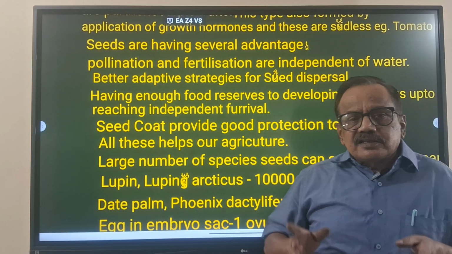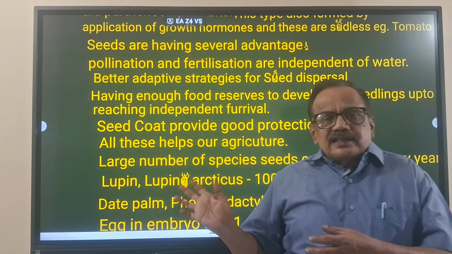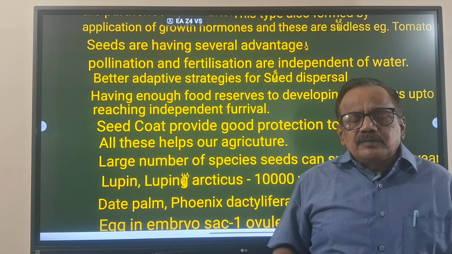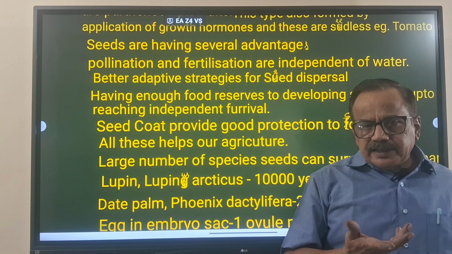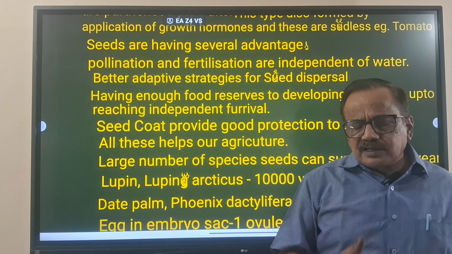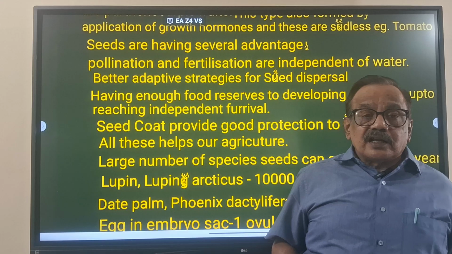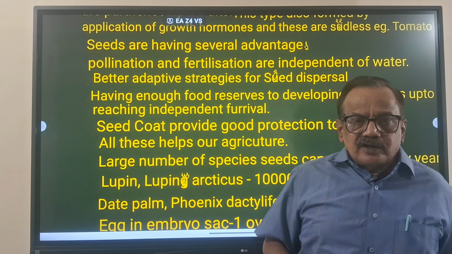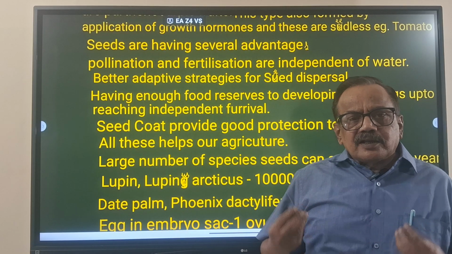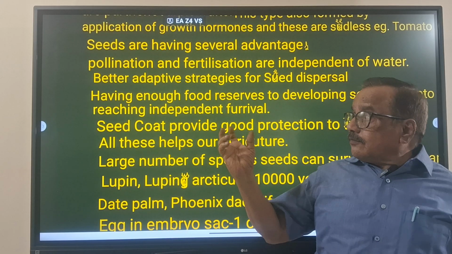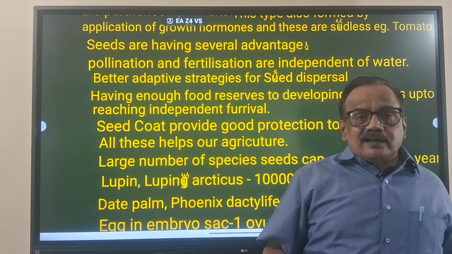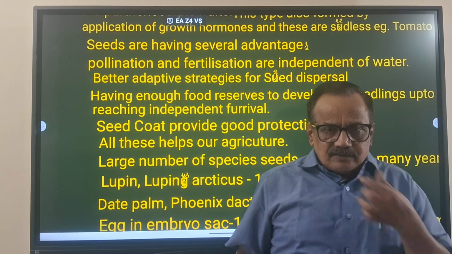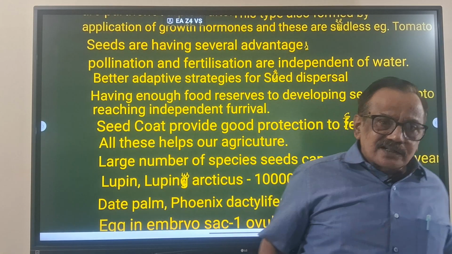We are using the seeds in the agriculture. If these advantages are not there in the seed, what happens? They will be spoiled, they will be attacked by any pathogens or any insects, everything will come. For that one, we are storing the cereals. Why? Because it is in the dormancy. Nothing will happen to it. Its metabolic activities are minimized. So, such type of all the advantages we are getting from the seed, that he discussed in the 3-4 sentences in your textbook.